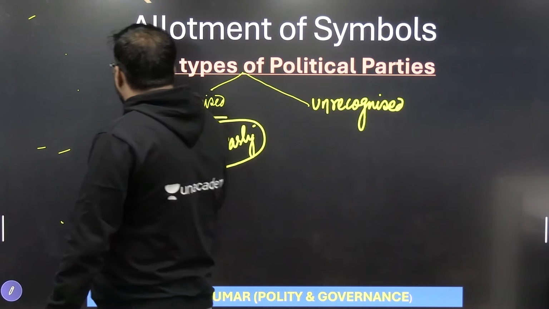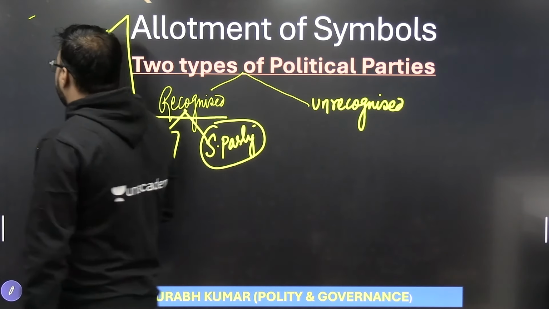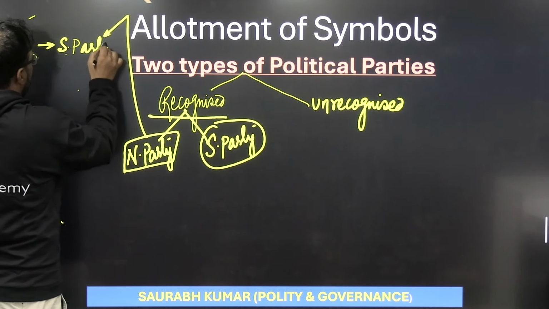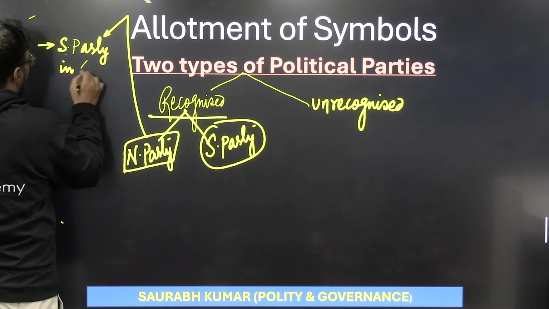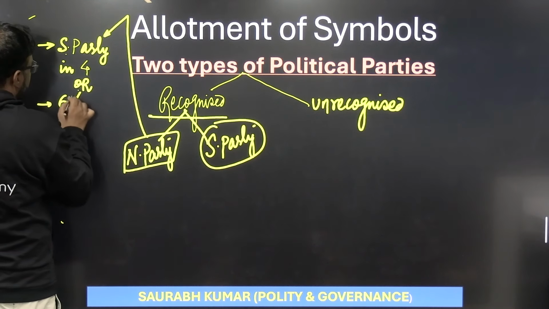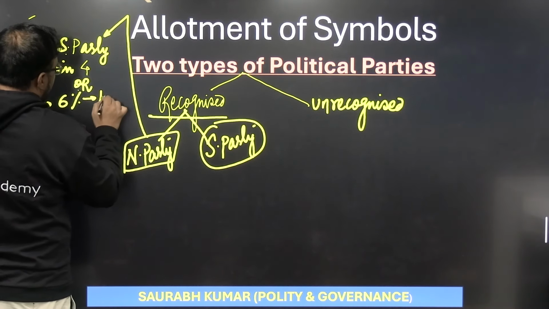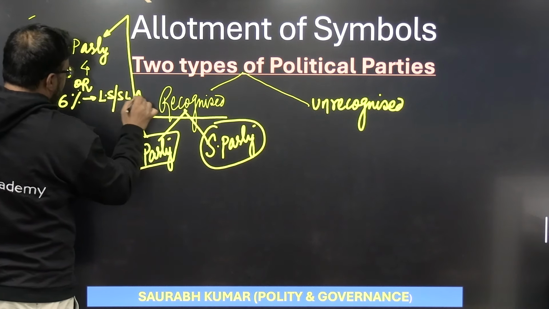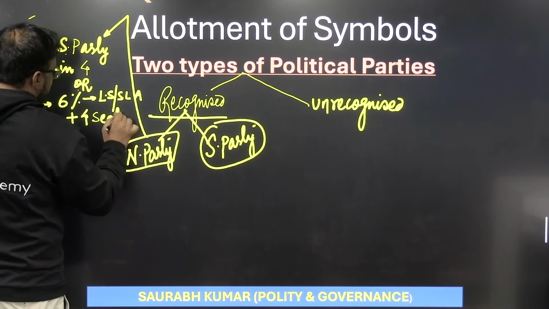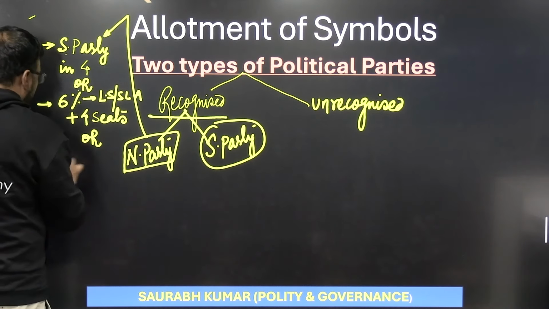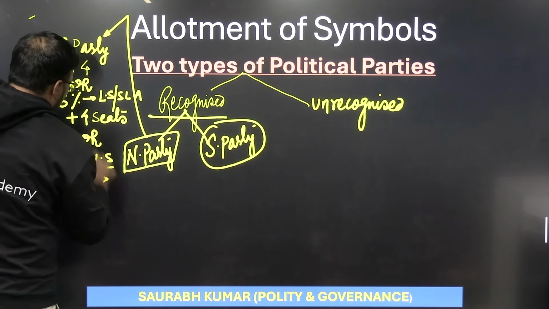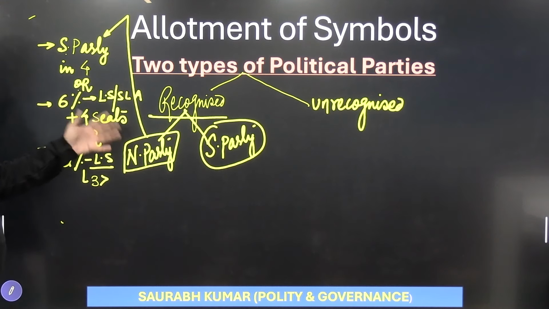When we say that a particular party is a national party, it means that it is recognized as a state party in four or more states, or it has secured 6% of the valid votes polled in either the Lok Sabha or state legislative assembly election, plus it has 4 seats in the Lok Sabha, or it has 2% of the total seats of the Lok Sabha from three or more states. Then it will be called a national party.